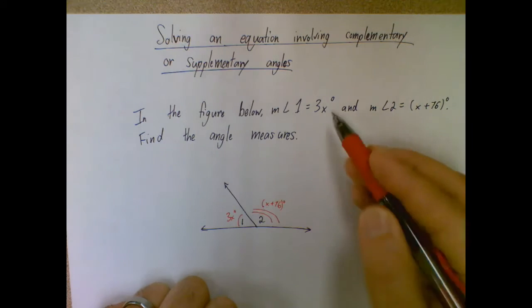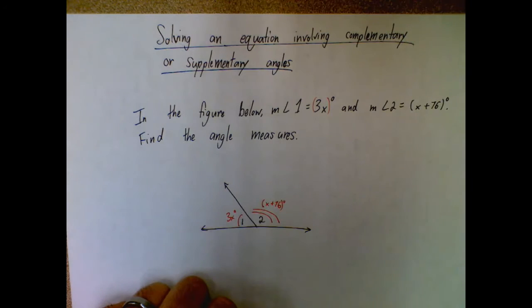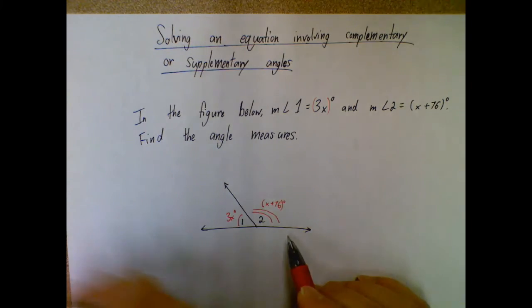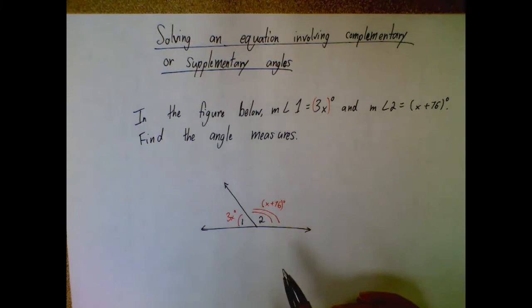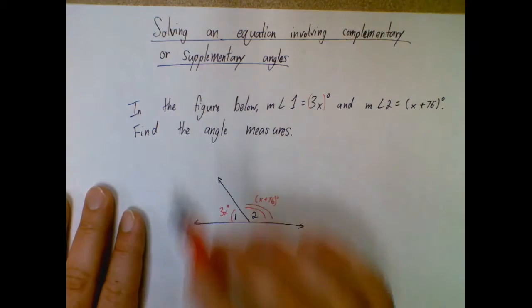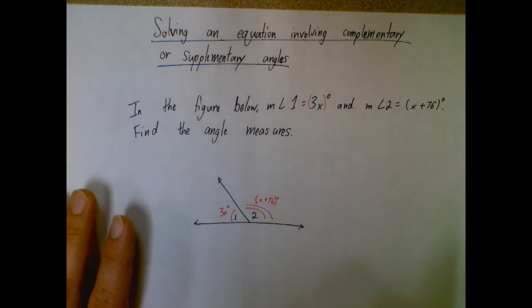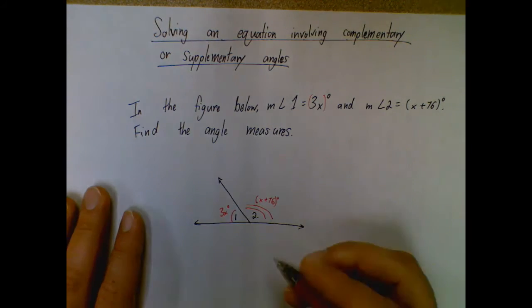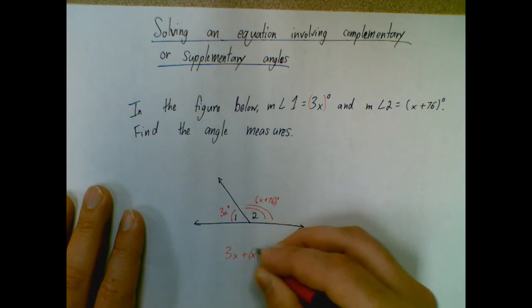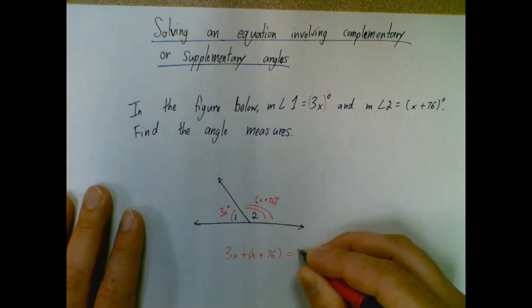So 3x, and technically this should probably also be in parentheses, but it is what it is. All right, so now when I set these up, am I looking at a complementary or supplementary set of angles? This makes a straight line when you put them together, so it has to be a supplementary angle, which means they add up to 180 degrees, or that straight angle. So I know then that 3x plus (x + 76) equals 180.